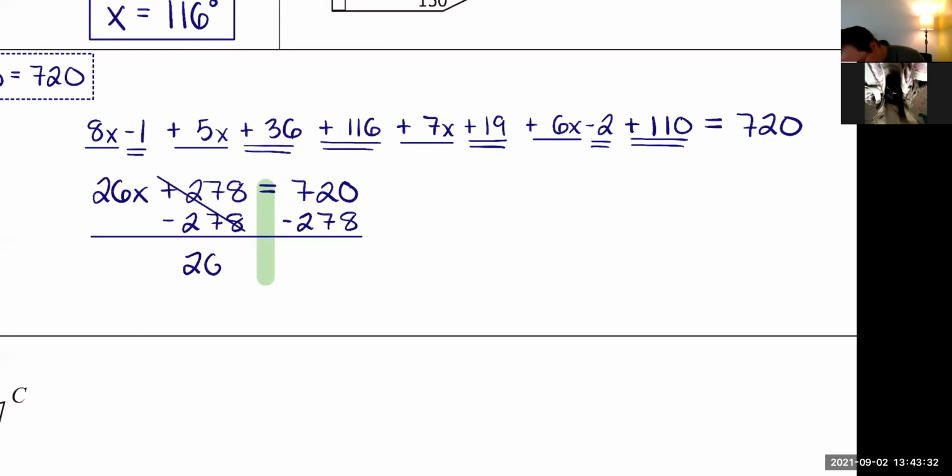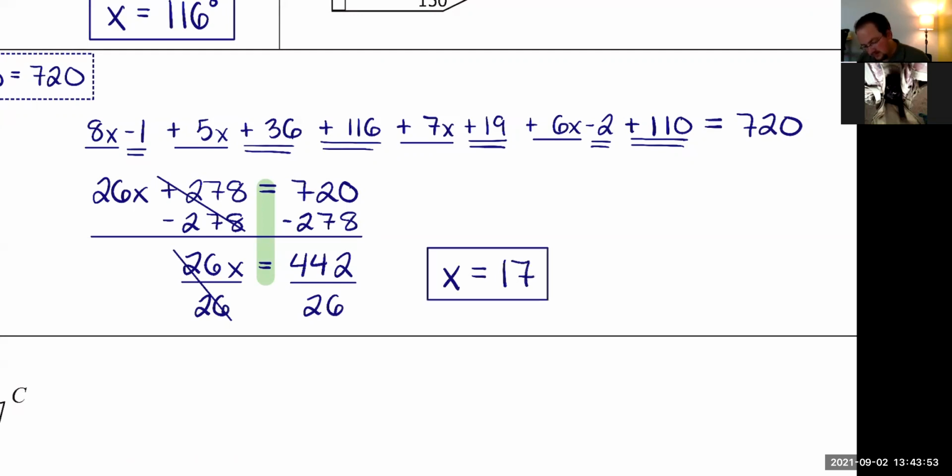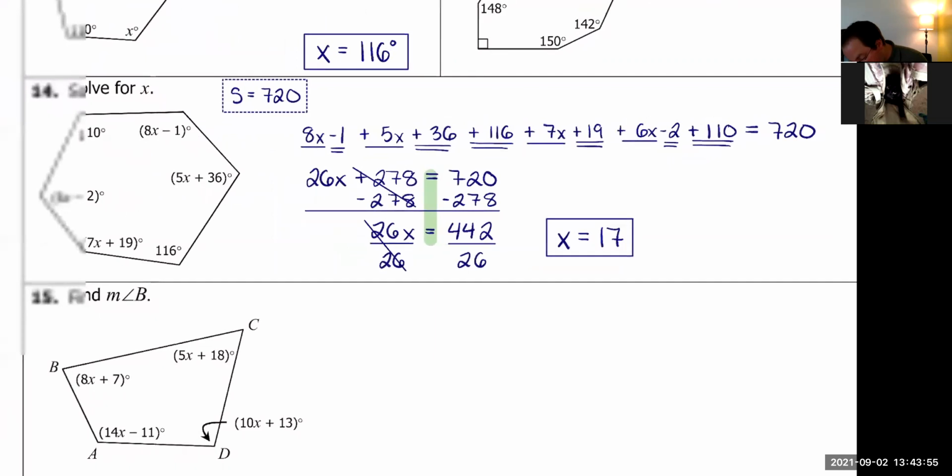It's 26x equals 442. Divide both sides by 26. X equals 17. Now, was that all we were looking for this time? Yes. It just asked us to solve for X.